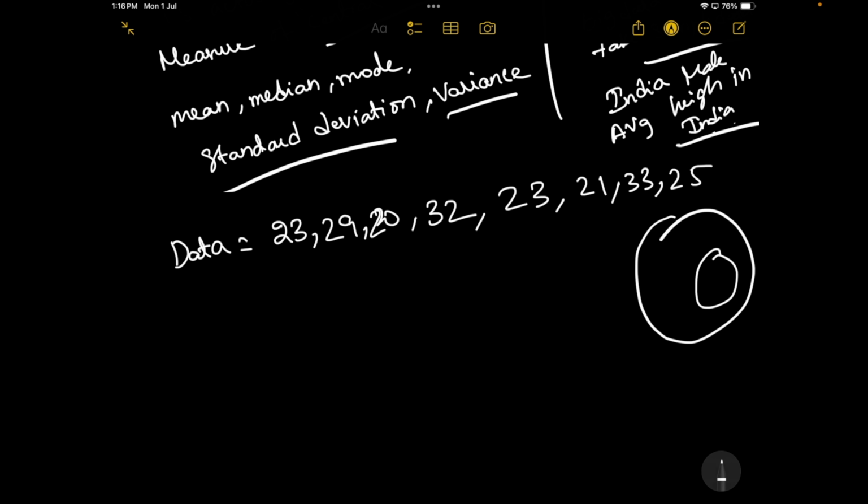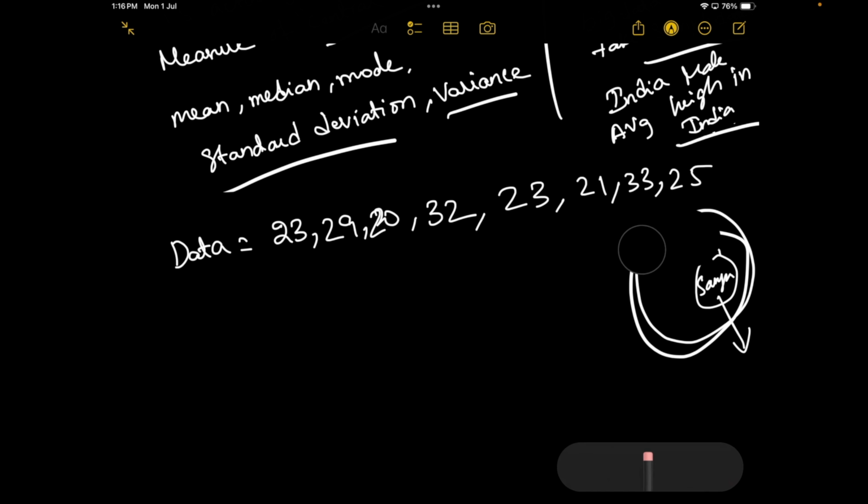You analyze the sample in the same way, finding the average or the central tendency for this sample, and then you apply it to the entire population in a mathematical way. That is simply what inferential statistics is. That is the difference between them.